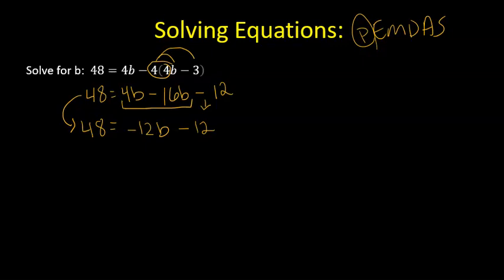I mean, it's looking pretty easy now. I have 1b and then I have a bunch of constants. So I just gotta throw everything over on the other side and just get that b by itself. How do I do that? Well, I'm gonna do a plus 12 right here.